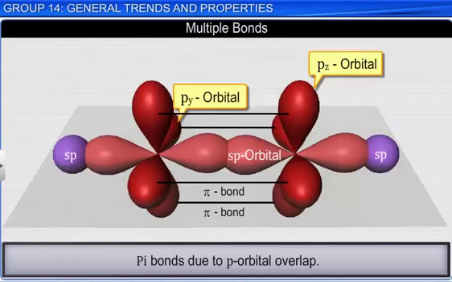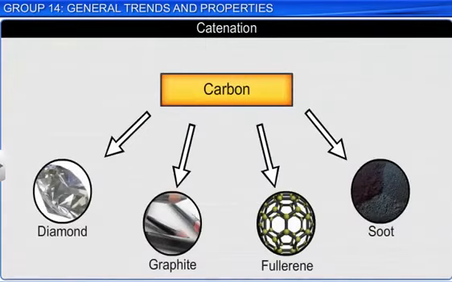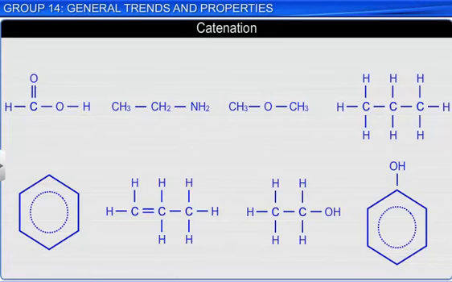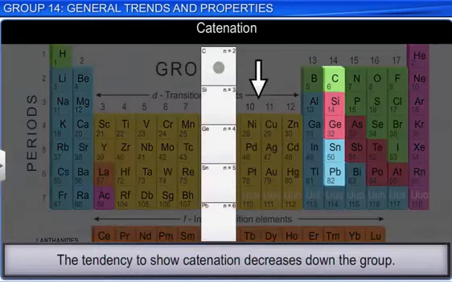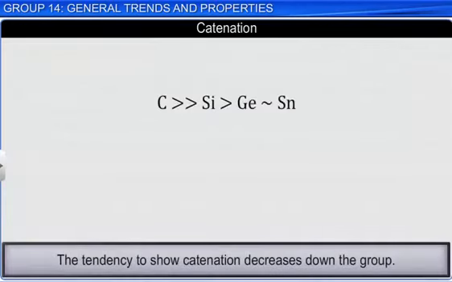Another notable property of carbon is its tendency to covalently link with other carbon atoms to form chains and rings. This is called catenation. The carbon-carbon bonds are very strong. As a result, elemental carbon exists in several allotropes, and organic compounds have a wide variety of possible structures. The tendency to show catenation decreases down the group. Silicon shows less ability for catenation than carbon, followed by germanium and tin. Lead does not exhibit any catenation.